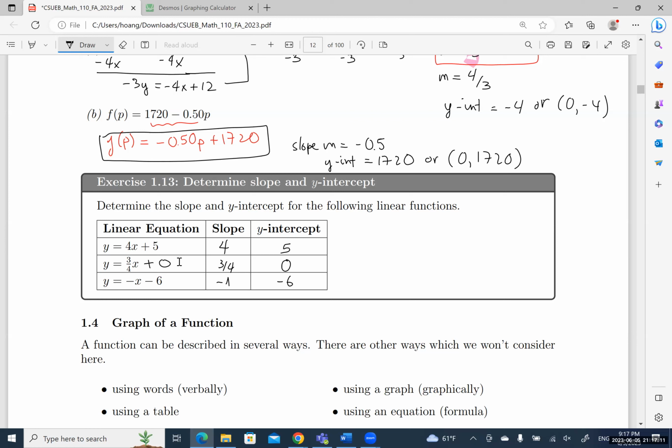Okay. I'm gonna stop this section 1.3 here. And what we did learn in this section is how to find slope and how to find y-intercept. Like that.